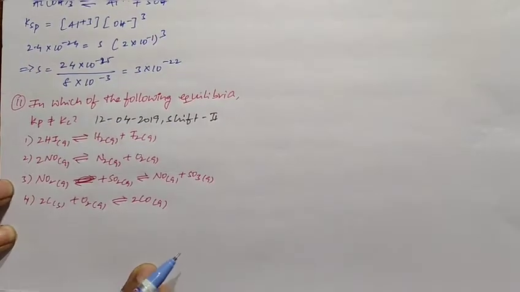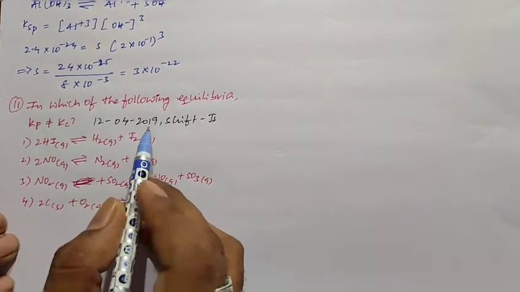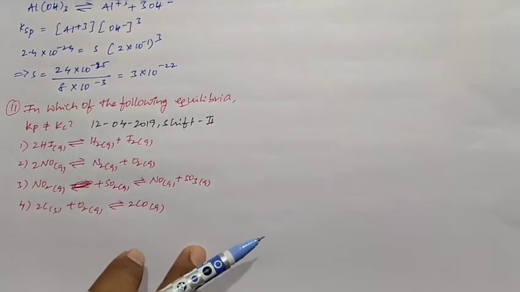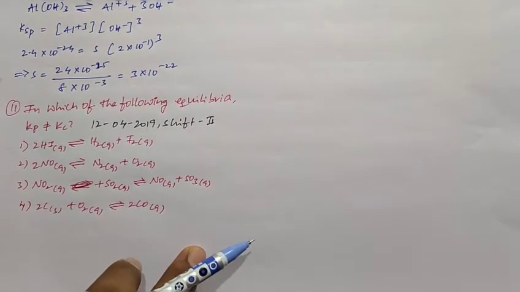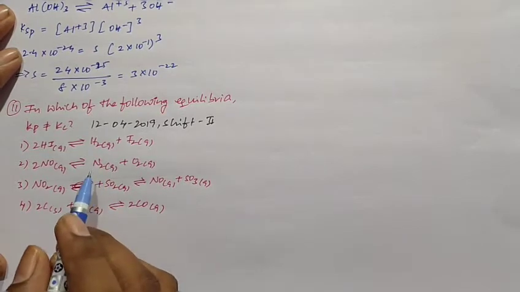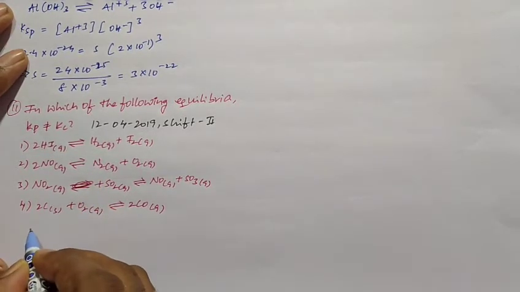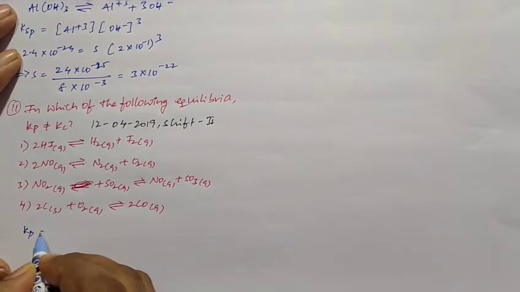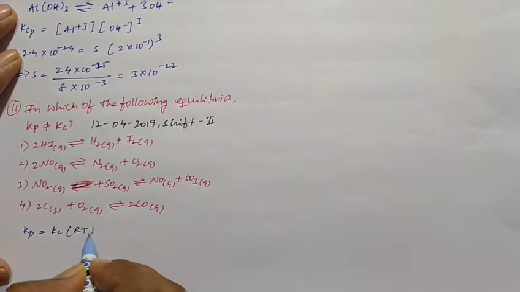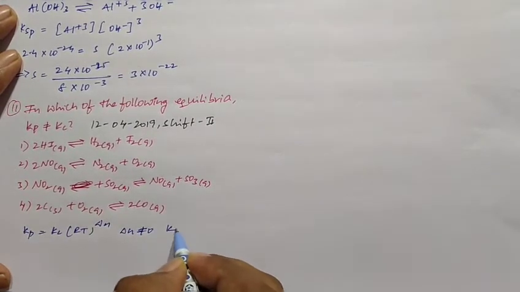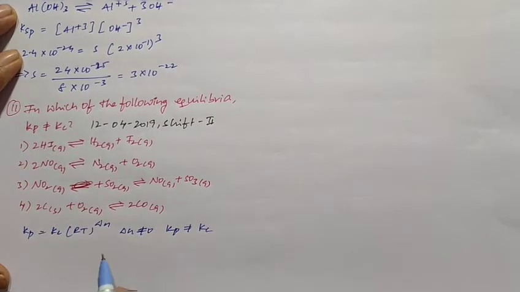So this is the next question. This question is given in the 12th April 2019 shift 2 paper. In which of the following equilibria is Kp not equal to Kc? I mean, if delta n is not equal to 0, then it is an indication of Kp not equal to Kc. So we need to find delta n not equal to 0. Before going to the delta n value, the relation between Kp and Kc is Kp is equal to Kc into RT power delta n. So if delta n is not equal to 0, then Kp is not equal to Kc.